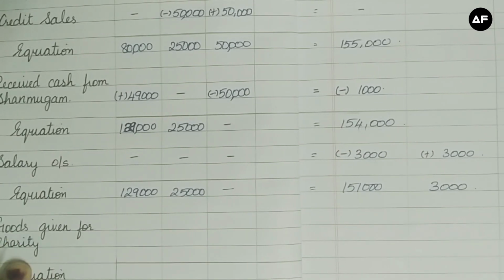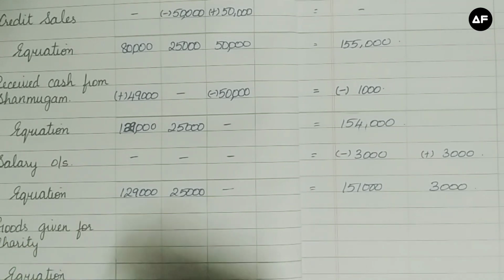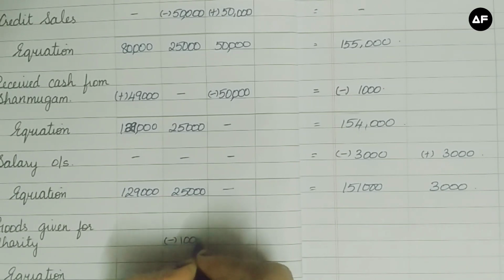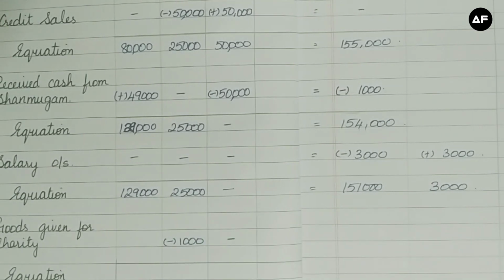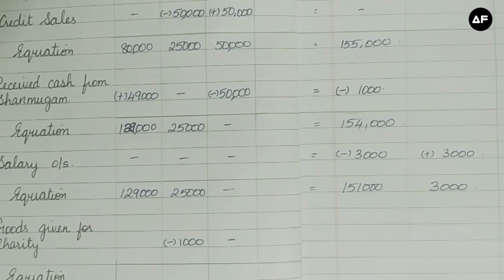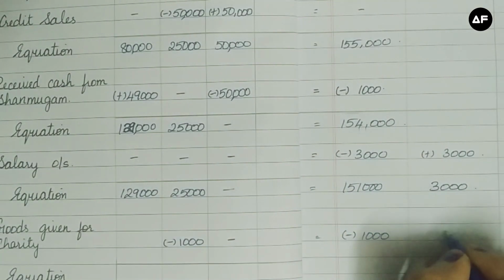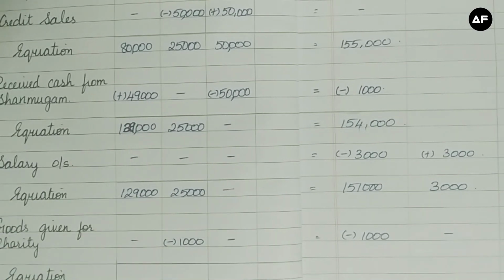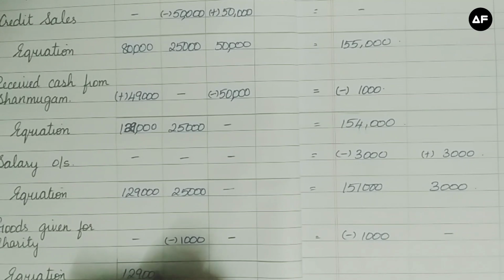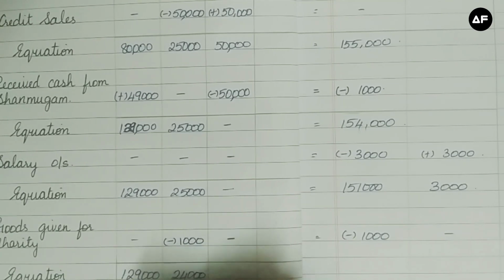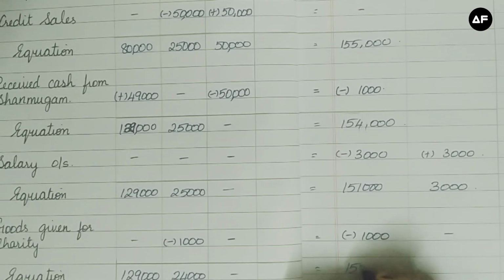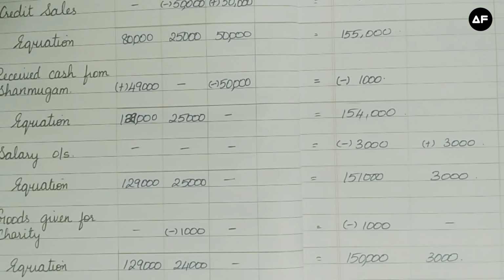Next, moving on: goods given for charity. So we are giving goods worth ₹1,000 as charity. Stock is going out of the firm, so I subtract ₹1,000 from the stock column. Nothing in the debtors column. When we give goods as charity, it is basically a loss for us because we're giving goods free of cost. So I'm going to subtract the ₹1,000 from the capital. Nothing for the outstanding expenses and cash. So my equation is going to be 1,29,000, 24,000 for stock, nothing for debtors. Capital is going to be 1,50,000 and outstanding expenses the same 3,000. So my total is going to be on both the sides 1,53,000.